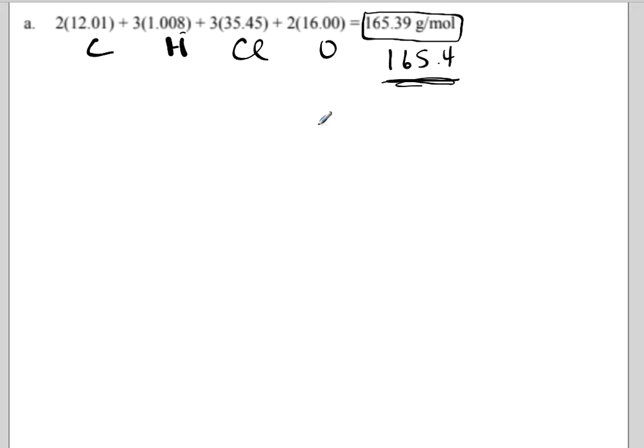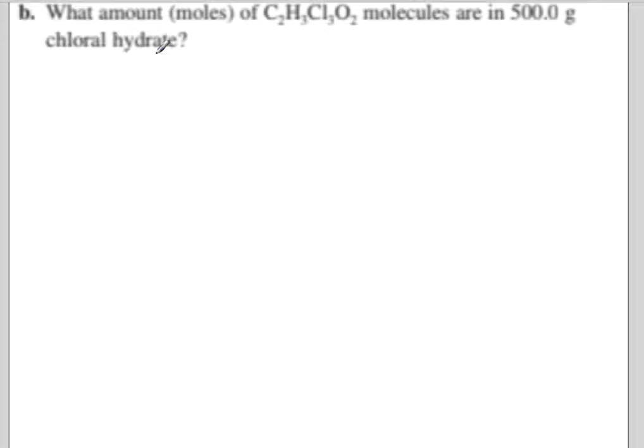They're going to use that calculated value, the 165.39, in all the book problems. So keep in mind, you just want your number to be close. It doesn't have to be exact. Okay, what is the amount of moles in 500 grams of chloral hydrate?